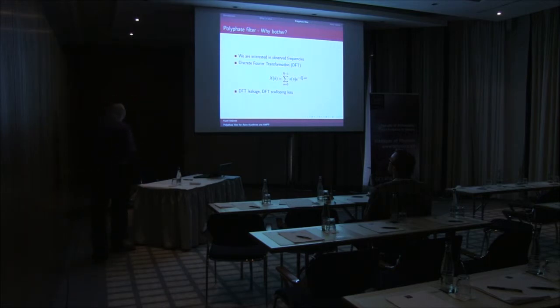In order to get frequencies, you need to apply the discrete Fourier transformation, which you can see here. This is our time data, small x, and these are the frequencies which we will get from the discrete Fourier transformation. The problem with the discrete Fourier transformation, or DFT, is that it has its drawbacks. One of the drawbacks is DFT leakage. Another is, for example, DFT scalloping loss.